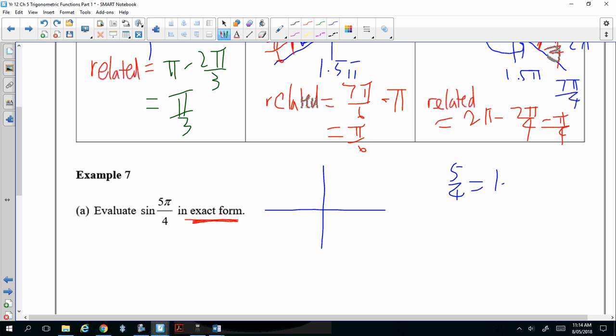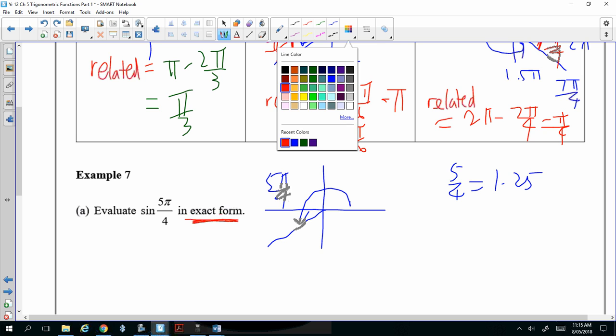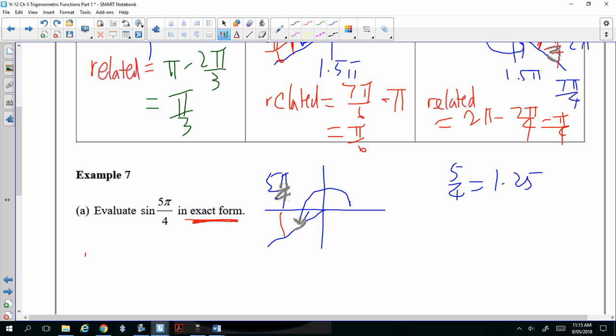And then we find the related angle. And what's the related angle? You subtract this angle by pi. So it's like subtracting 1 from 5 over 4. What's 5 over 4 minus 1? Yeah, so how do I do that so quickly? You just make a common denominator. So it's pi over 4 left. Right? That's pi over 4.